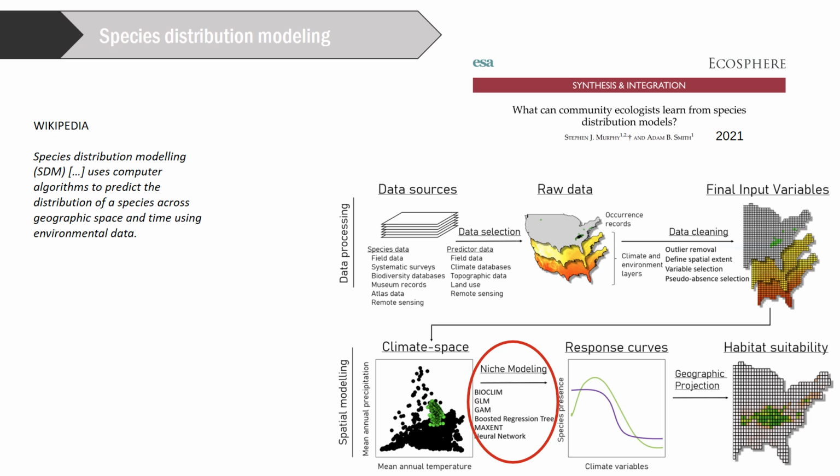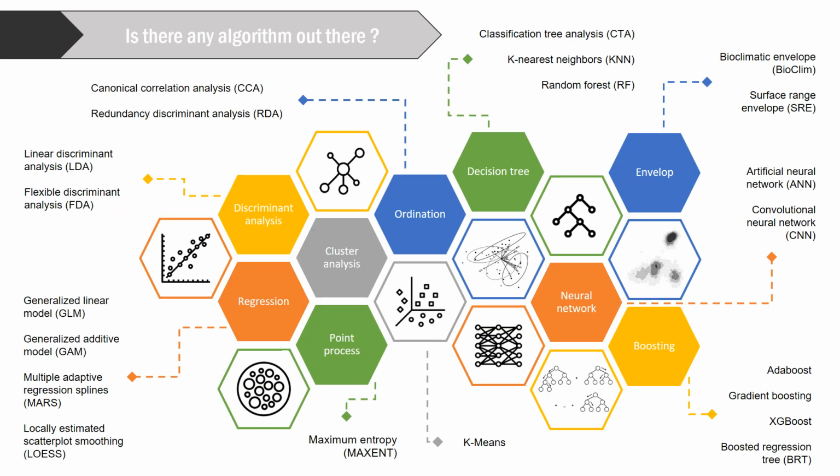Species distribution modeling, says Wikipedia, uses computer algorithms to predict the distribution of species across geographic space and time using environmental data. It is widely used nowadays, but there are a lot of algorithms developed, and it is often quite hard to decide which one is the best to be used. Indeed, numerous models are available, ranging from classic regression and point process models to discriminant analysis, clustering, decision trees, envelope models, and neural networks.